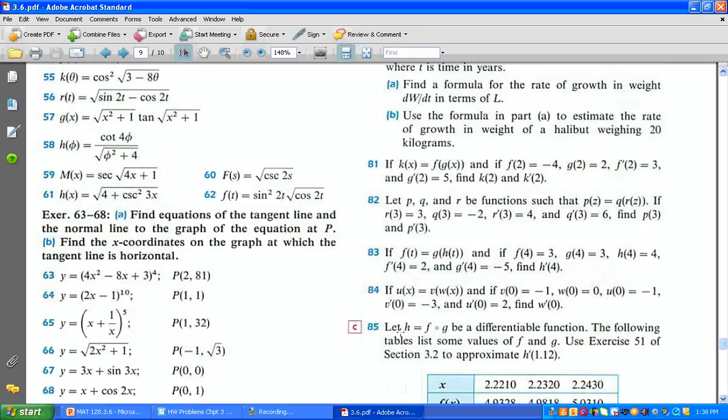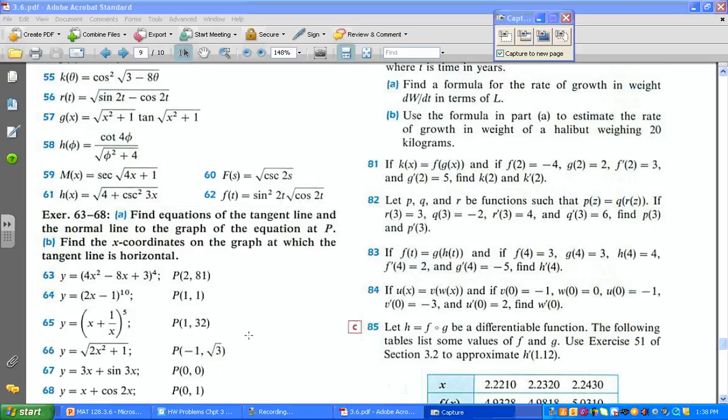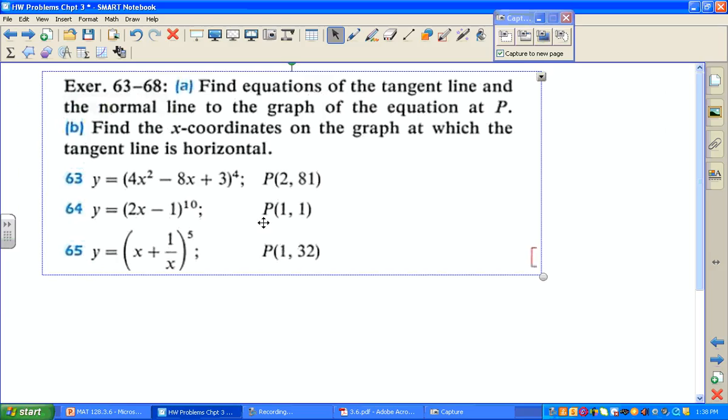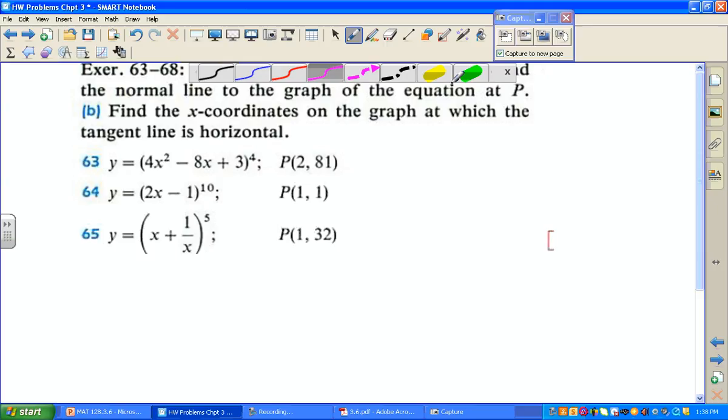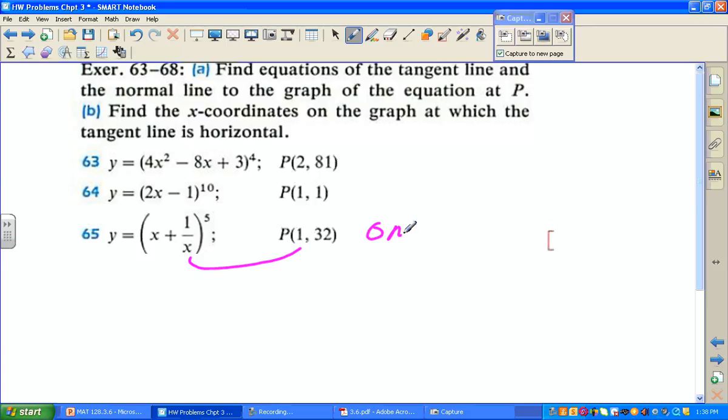You have to do this on your tests. Probably the only reason I'm going to do this. Sure. I said find the equation of the tangent line, didn't I? All right. Is this point on or off the line? 1 plus 1 is 2 to the 5th is 32. It is on the line.